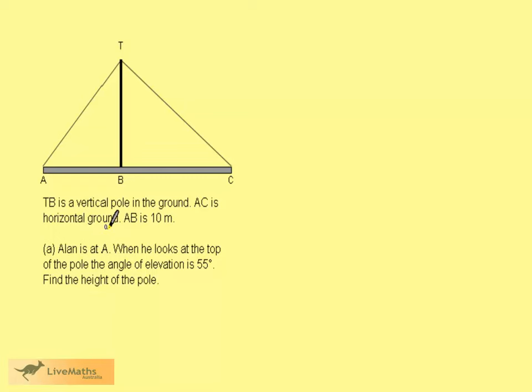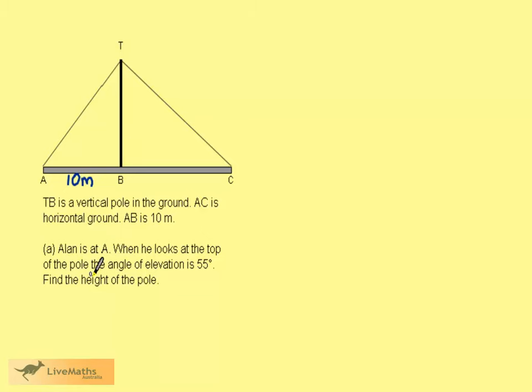TB is a vertical pole in the ground. AC is horizontal ground. We're told the distance AB is 10 meters. So here is AC. This is horizontal ground, and the points A, B and C are all on this horizontal ground. The distance AB is 10 meters. TB is this vertical pole.